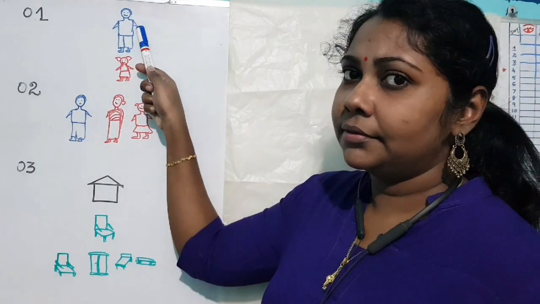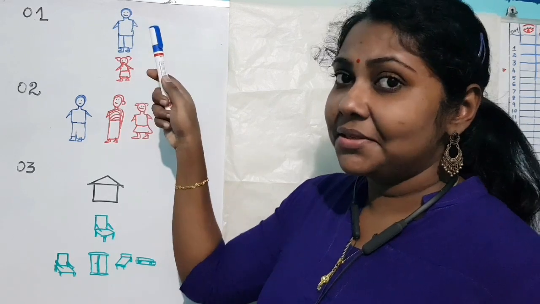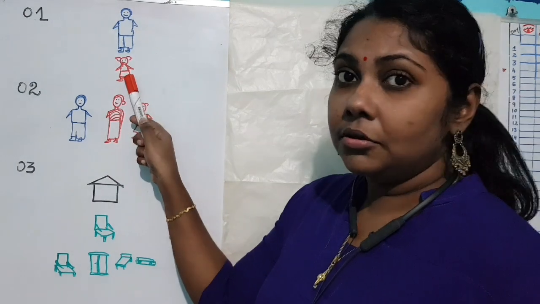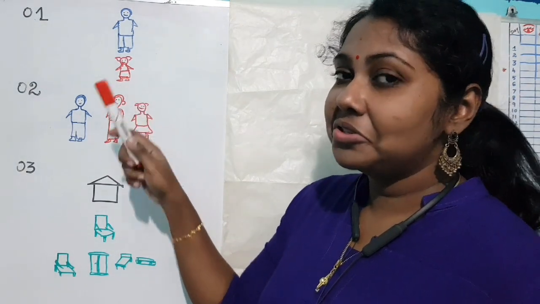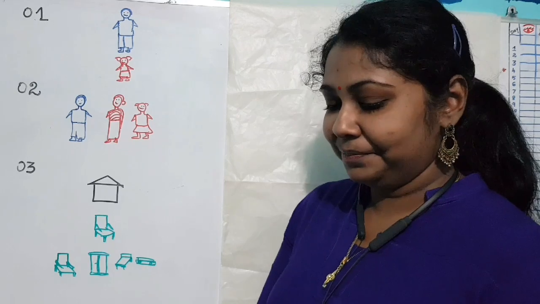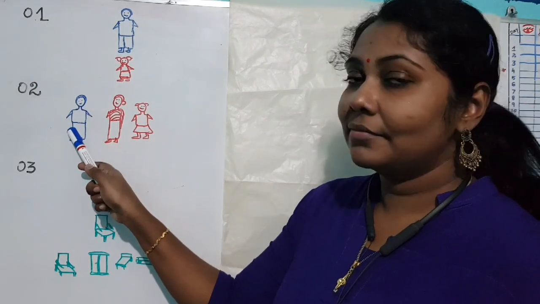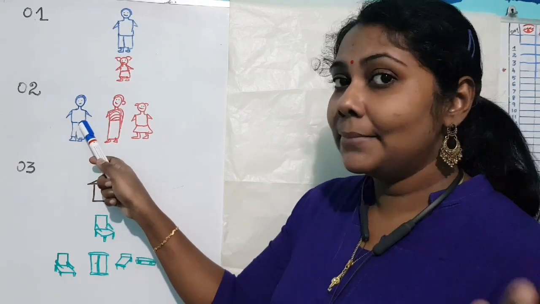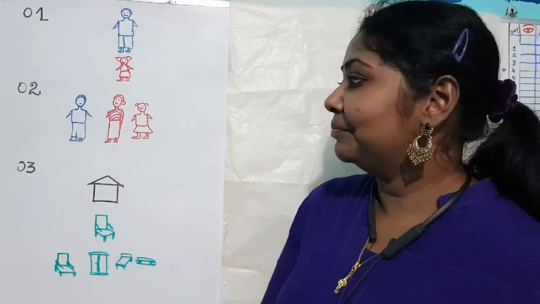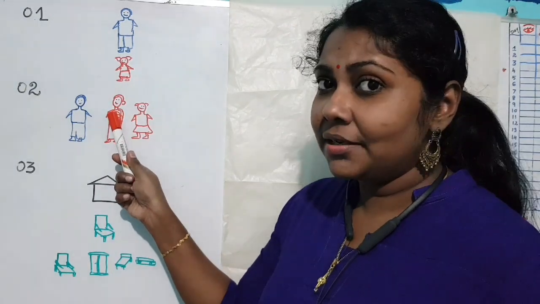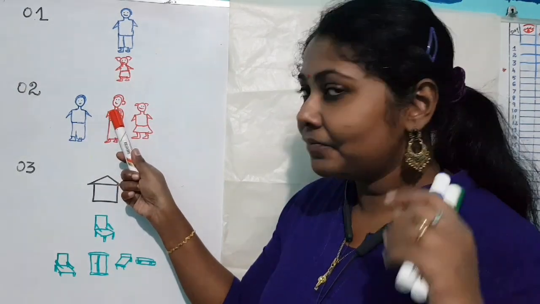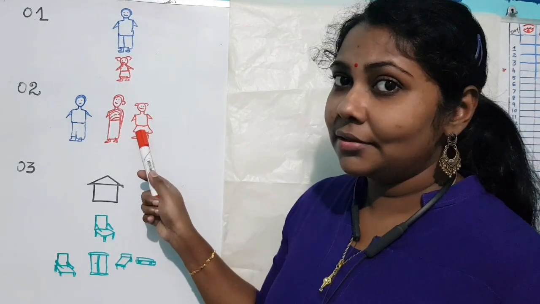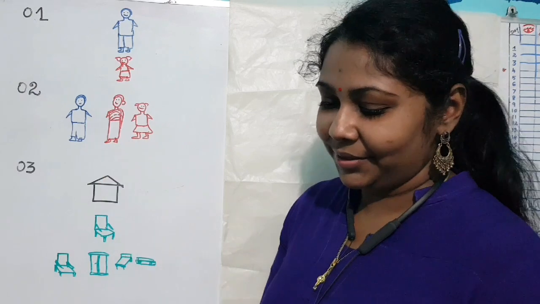Who's he? He's Raj. Who's she? She's Emily. Who's he? Good. Who's she? Good. Who's she? Very good.